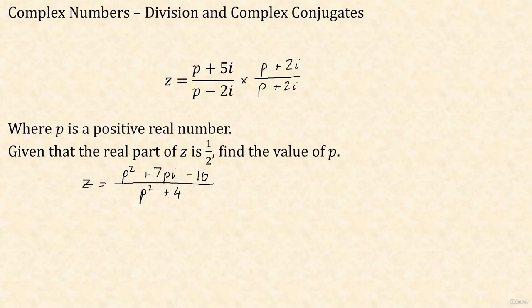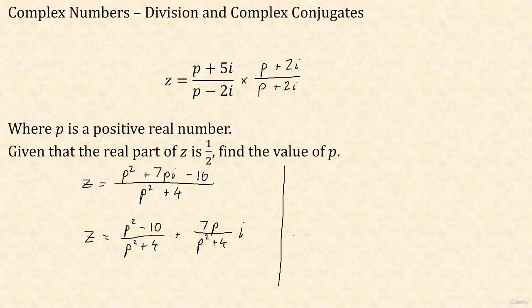Okay, so they've told us that the real part of z is a half. So what is the real part of z and what's the imaginary part? Well, the denominator is entirely real. The numerator has a real part and an imaginary part. The real part is (p squared minus 10) over (p squared plus 4). The imaginary part is this bit here. So that's 7p over p squared plus 4, and it's that many i. And they've told us that the real part of z, that's this part here, is 1/2.